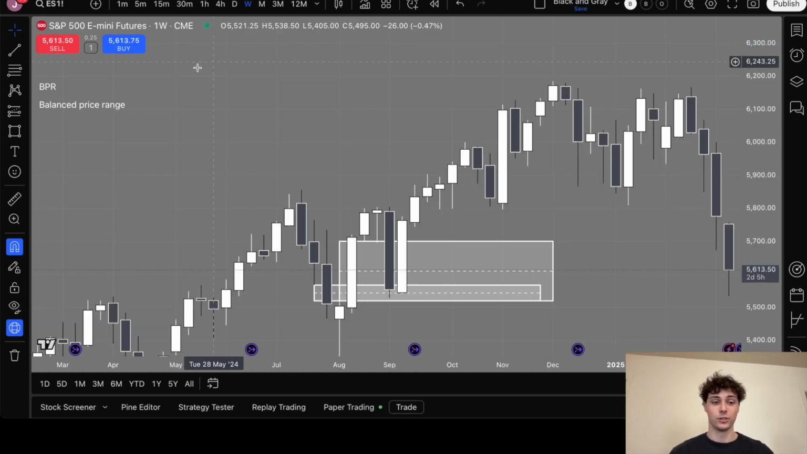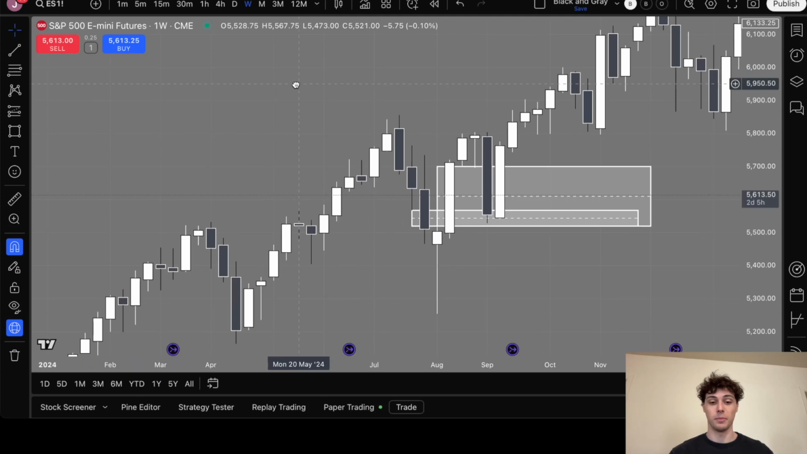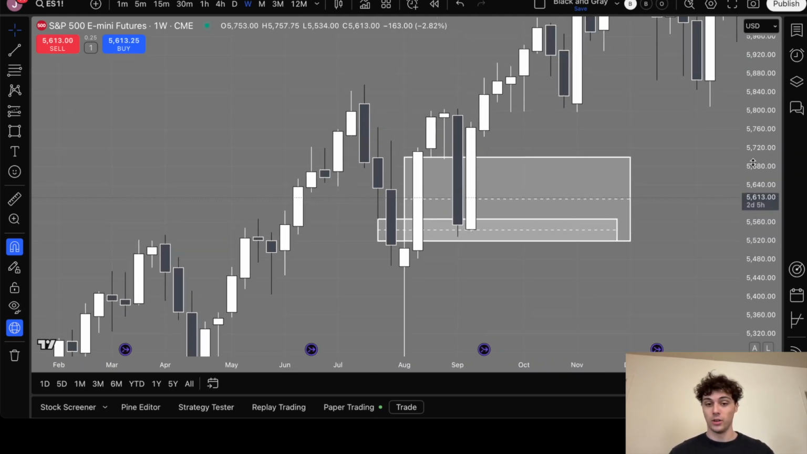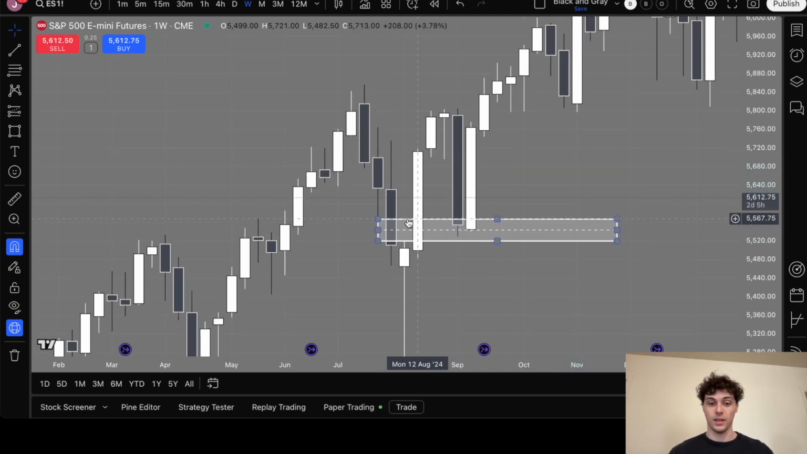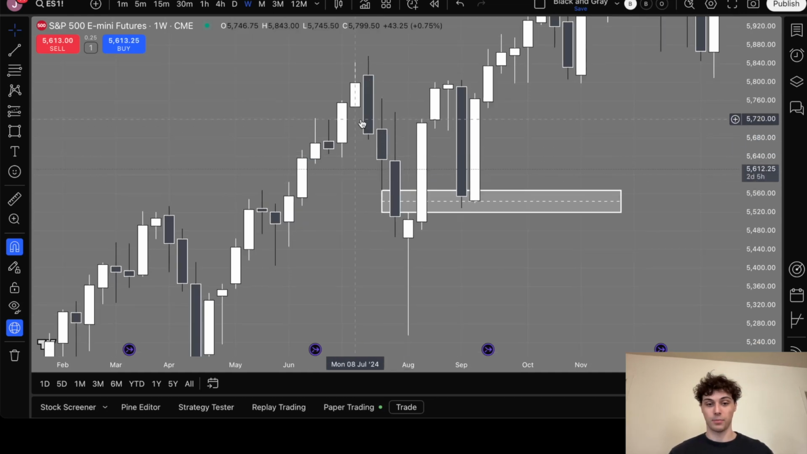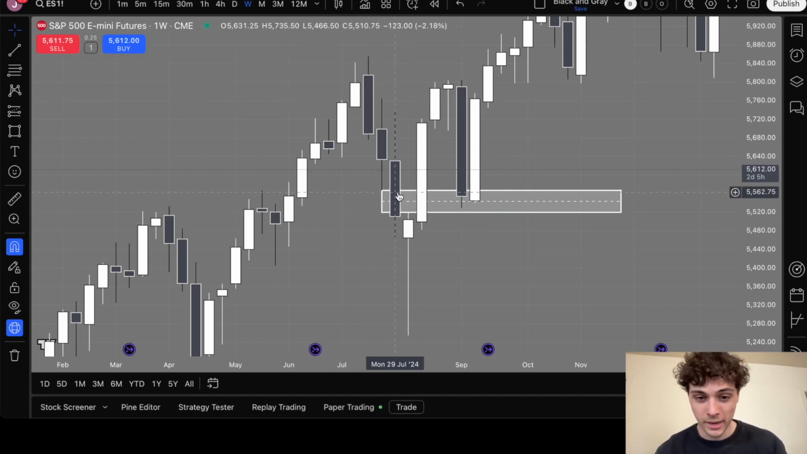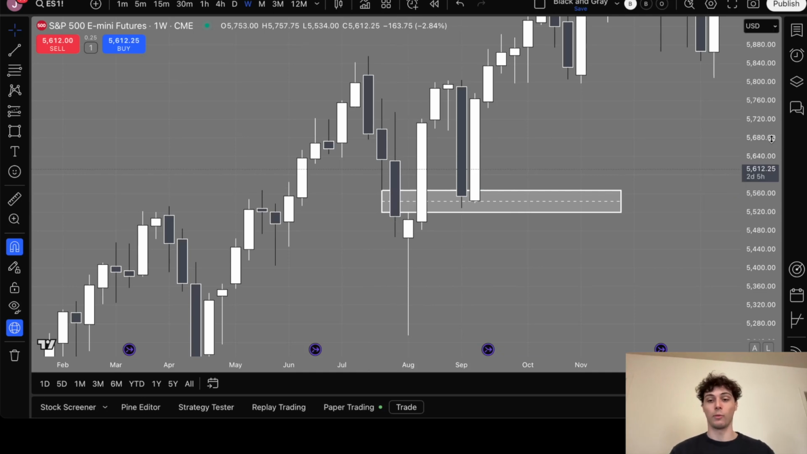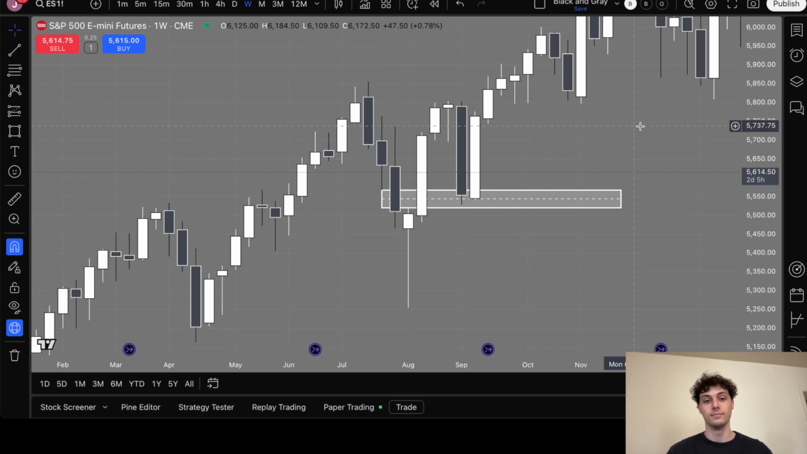Anyways, inverse fair value gap. Let's get rid of that. Let's get rid of BPR. So what do we have right here? We have a bearish fair value gap right here. And you're probably like, oh, well, it's not the third consecutive candle. I don't care. Look at this. There's a hole in the middle. I'm going to fill that hole with my rectangle, and I'm going to just burst it with liquidity.